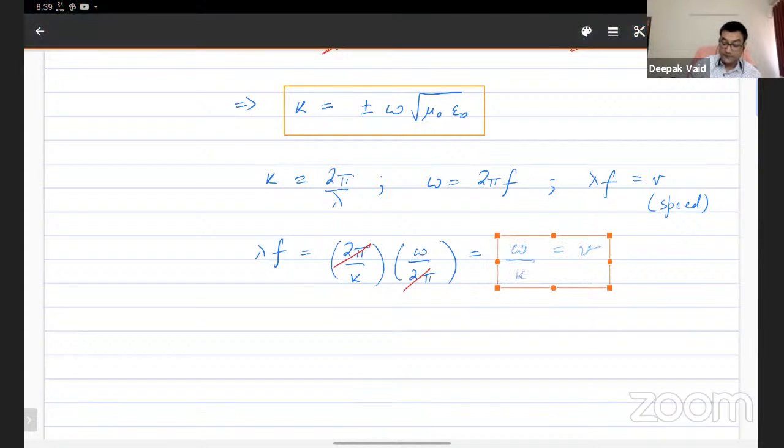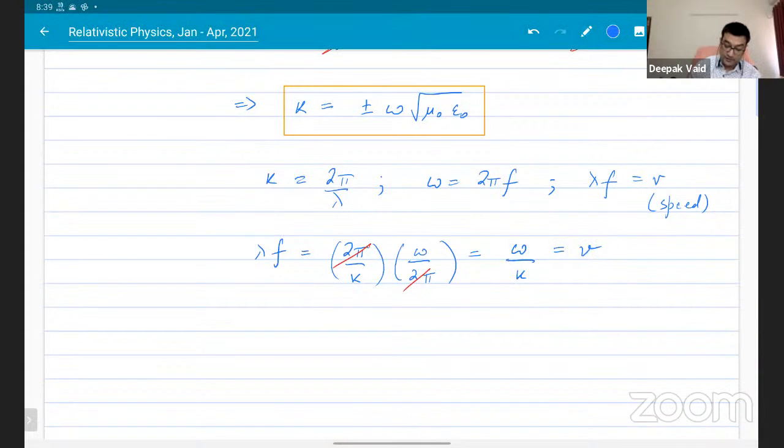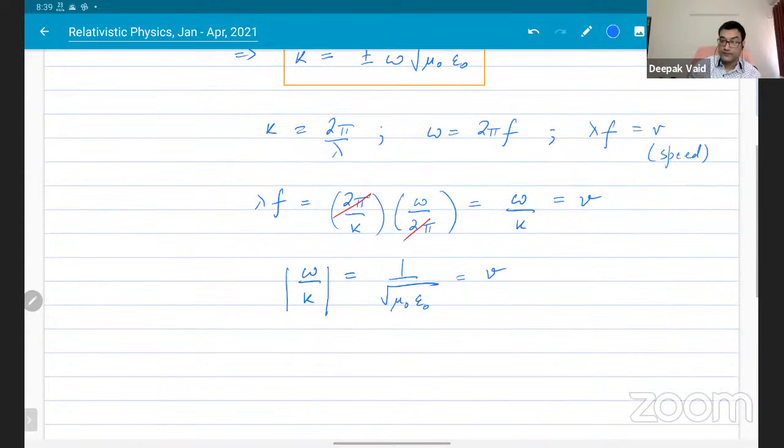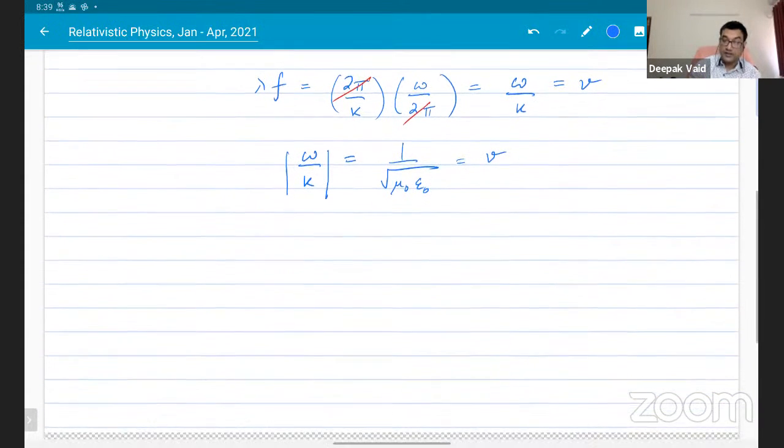This is just very basic physics, like first year of your bachelor's, first year of college. I hope you all remember. So if you look at this expression, what do you get? You see that omega by k is equal to, we can forget about the plus or minus sign. That just tells you which direction the wave is propagating in. You can look at the absolute magnitude. This is equal to root of mu naught epsilon naught, which is equal to the speed of the wave, right?